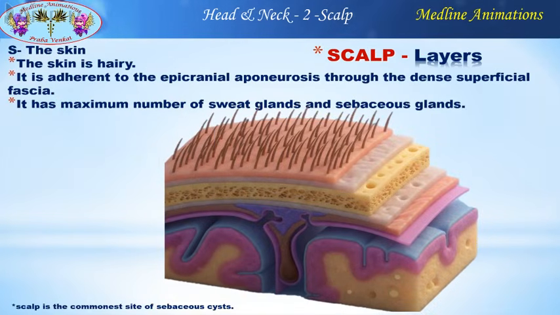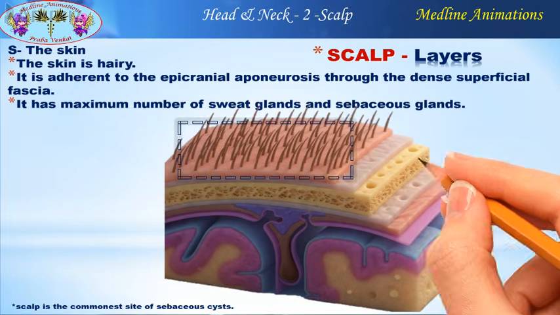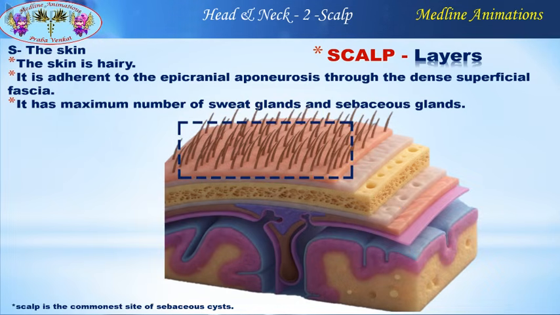Let's describe the layers of the scalp individually. The first layer is S, the skin. The skin is very hairy and adherent to the epicranial aponeurosis through the dense superficial fascia. The skin of the scalp is provided with the maximum number of sweat glands and sebaceous glands. For this reason, the scalp is the commonest site of sebaceous cysts.